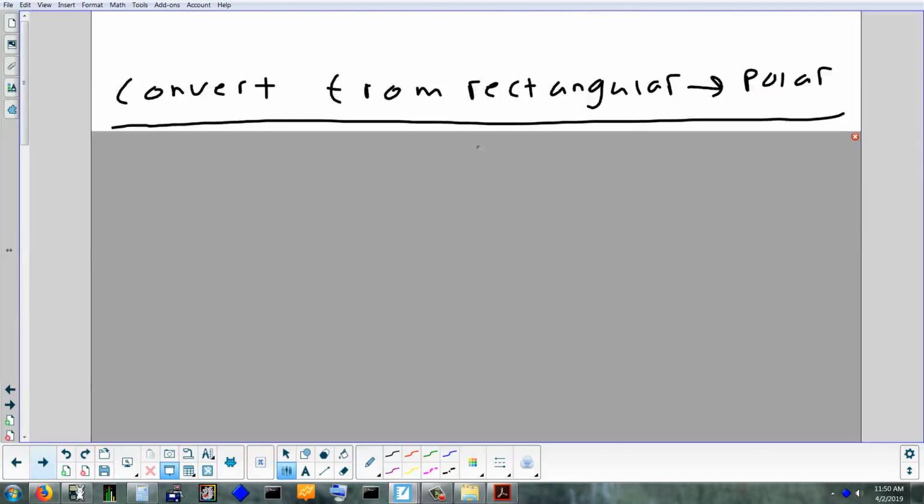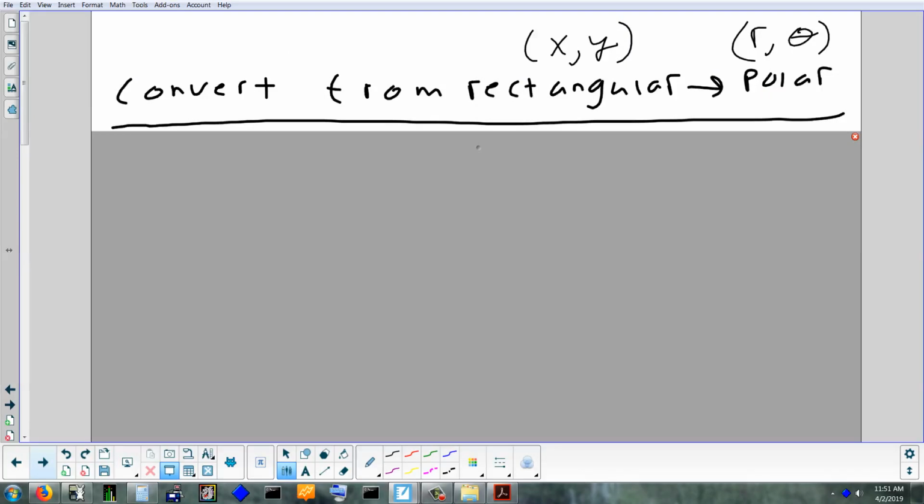All right, so go through it one more time. In rectangular, which two letters do they always give you? X and Y. They're going to give you an X and a Y. But if you're trying to get it into polar, what letters do you want? R and theta. You need to find a radius and an angle.